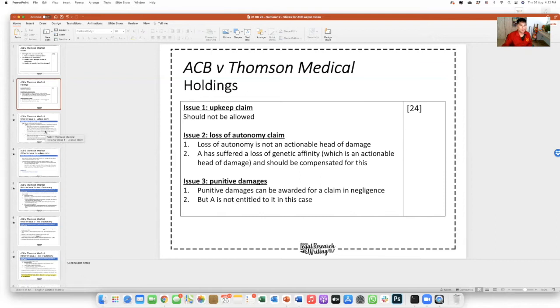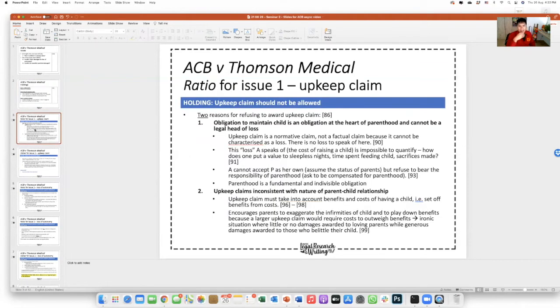So bear in mind that sometimes holdings to issues can be nuanced or can be tiered, as is the case in this matter, right? Now, let's look at the ratio for the first issue, whether the upkeep claim should or should not be allowed. Always remember what a ratio is. A ratio is the main reason for the court reaching the holding. Phrased differently, if you want to get a quick idea of what a ratio is, ask yourself this question: why did the court reach this holding? So the question here really is, why did the court say the upkeep claim should not be allowed? And I think for issue 1, the ratio is quite obvious, right?